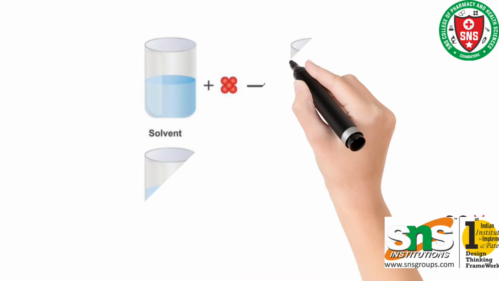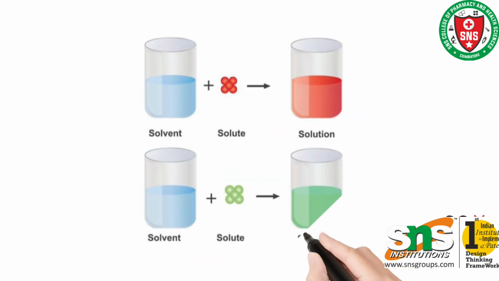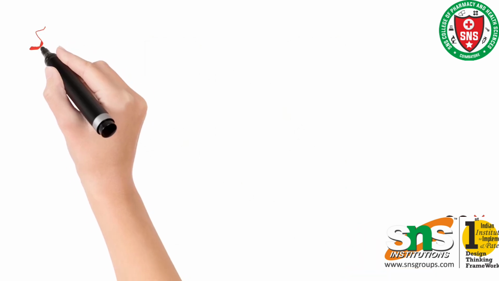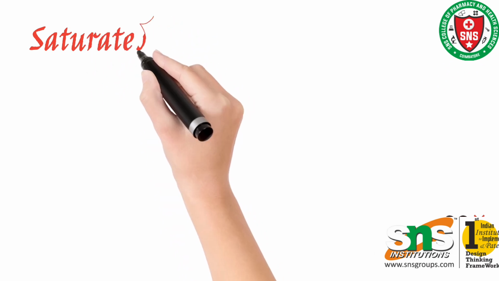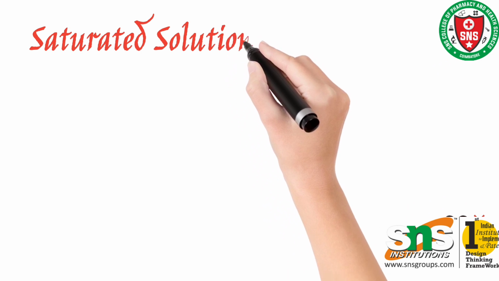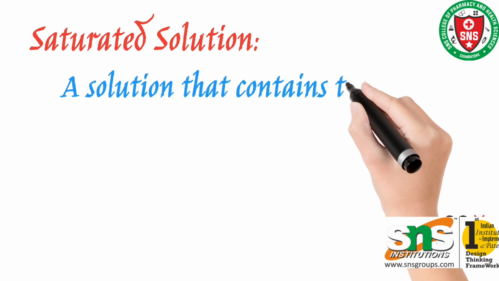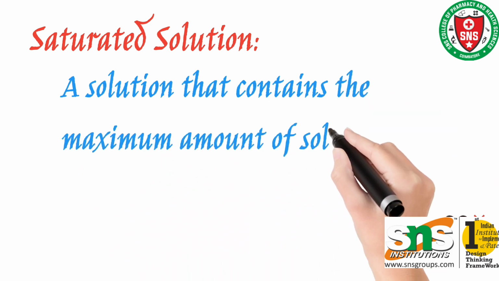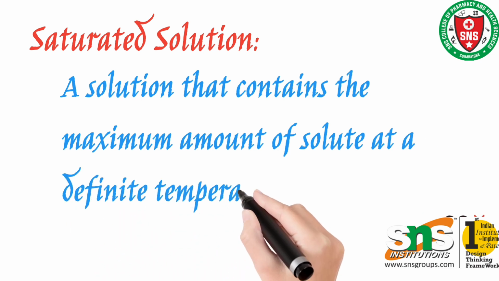Let's see about saturated and unsaturated. See the diagrammatic representation: a solvent is getting dissolved with a bulk solute and the solution is formed. Now, the saturated solution is nothing but a solution that contains the maximum amount of solute at a definite temperature. It is the maximum amount of sugar dissolved in water at a certain temperature, that is room temperature or any definite temperature.